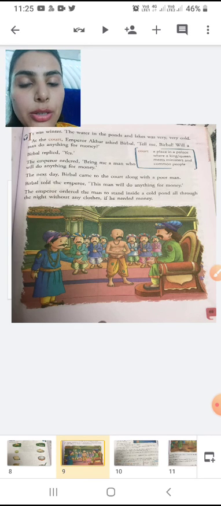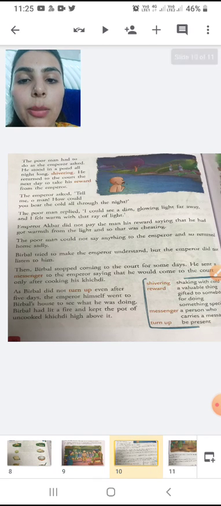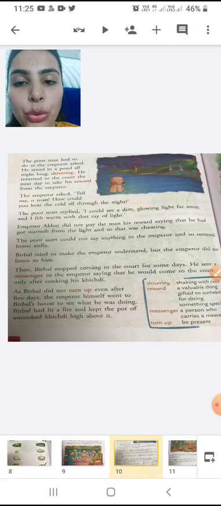The emperor ordered the man to stand inside a cold pond all through the night without any clothes if he needed money. The poor man had to do as the emperor asked. He stood in the pond all night long, shivering. He returned to the court the next day to take his reward from the emperor.